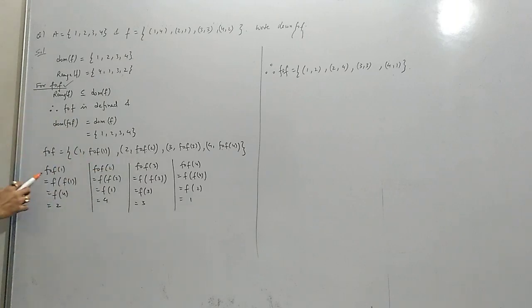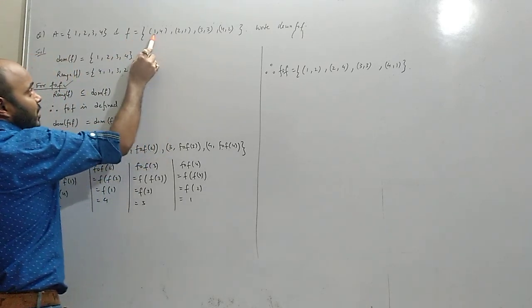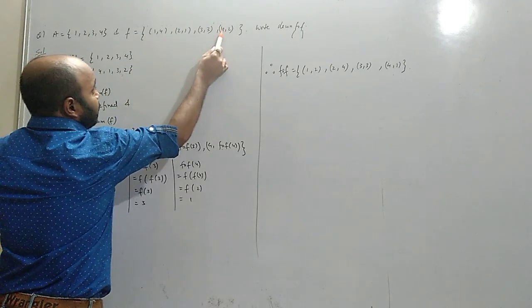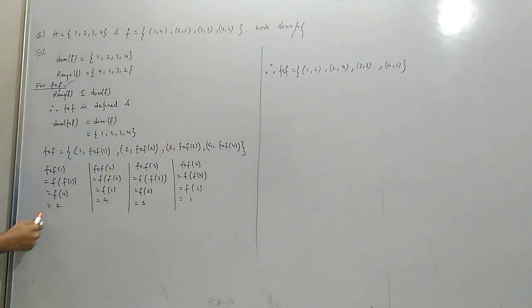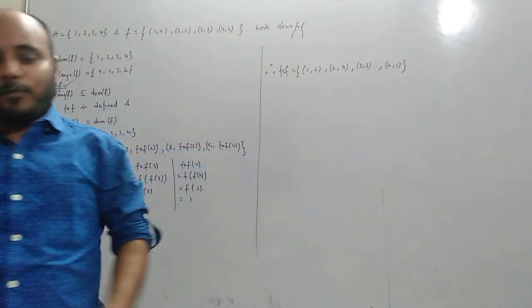Now let's start with f of f of 1. What is f of f of 1? f of 1 means what? Go to the f function and see in which ordered pair the first element is 1. This one. The answer is 4. So f of 1 is 4. Now f of 4 means what? Go to the f function. Which ordered pair has first element 4? Here the answer is 2. So we got 2. Same goes for all of these, and we can write this and we will get f of f.